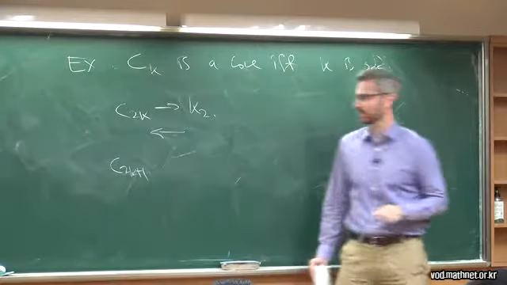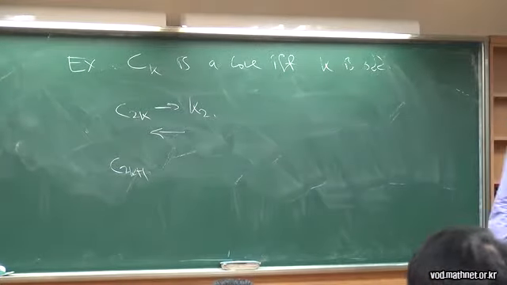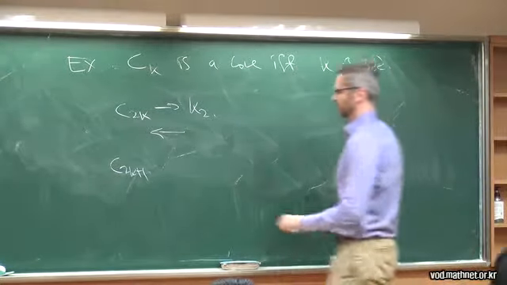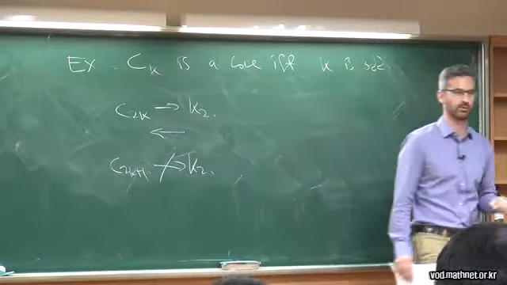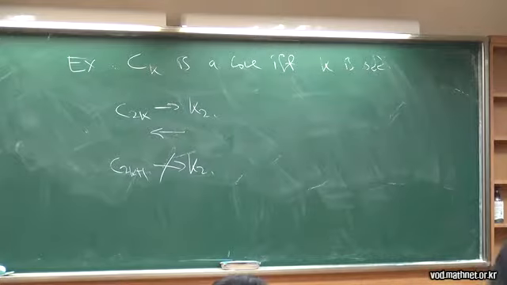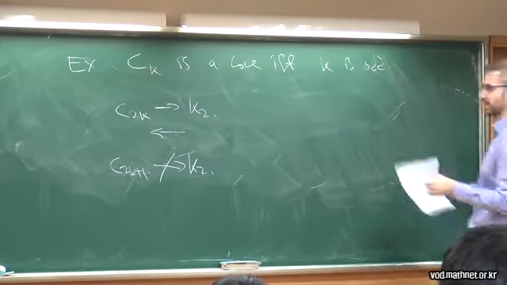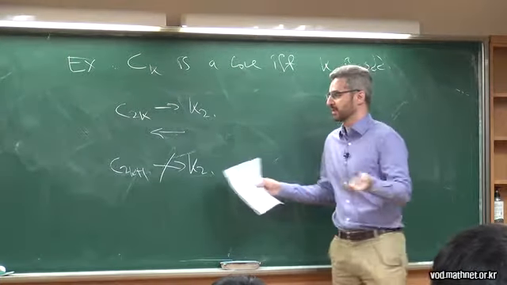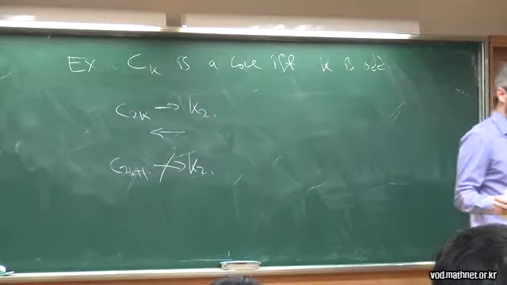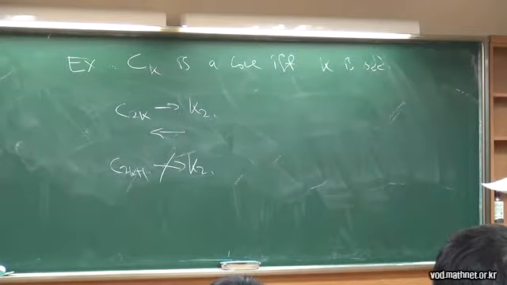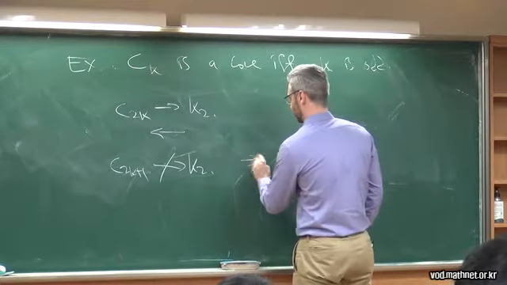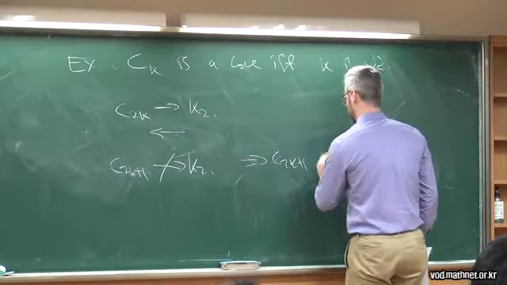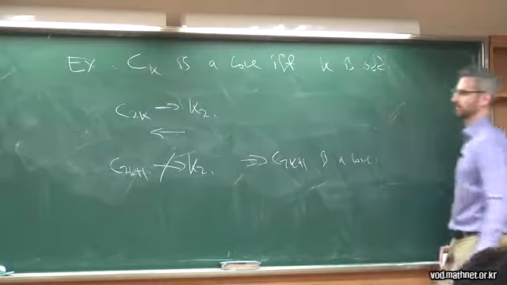Now if we look at C_{2k+1}, I definitely don't have a homomorphism to K2 because odd cycles are not two-colorable. And in fact, I don't have a homomorphism to any proper subgraph of C_{2k+1}, because any proper subgraph of C_{2k+1} is bipartite. So this implies immediately that this graph is a core.